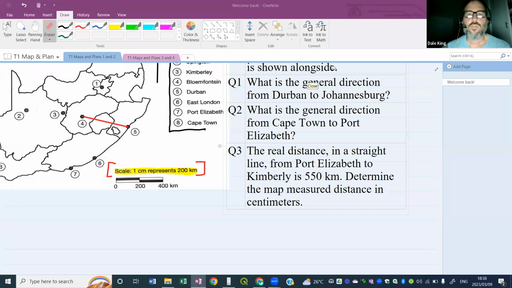Yeah, everyone's getting affected by this load shedding, eh?